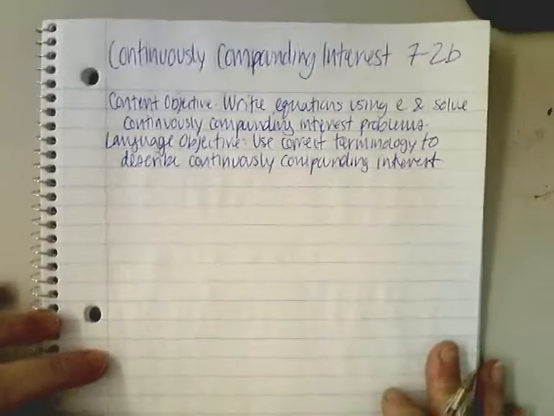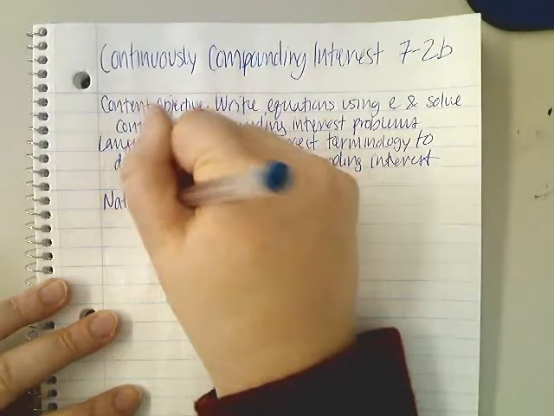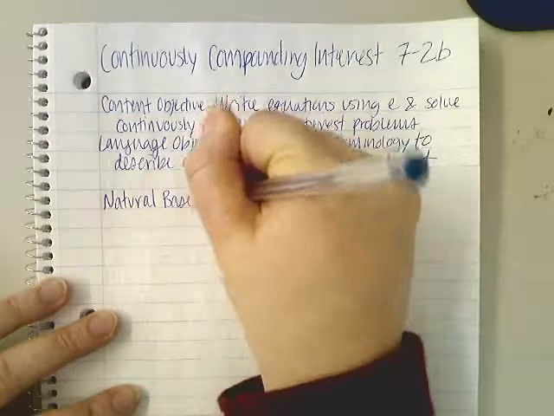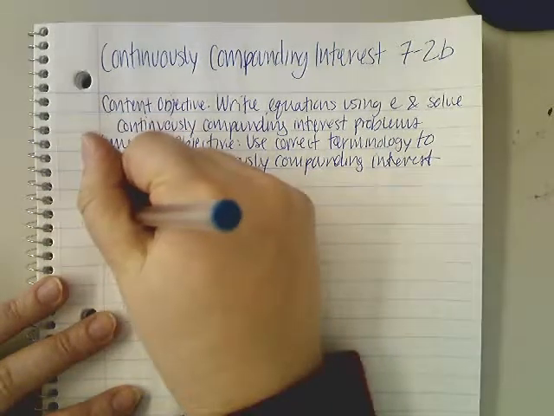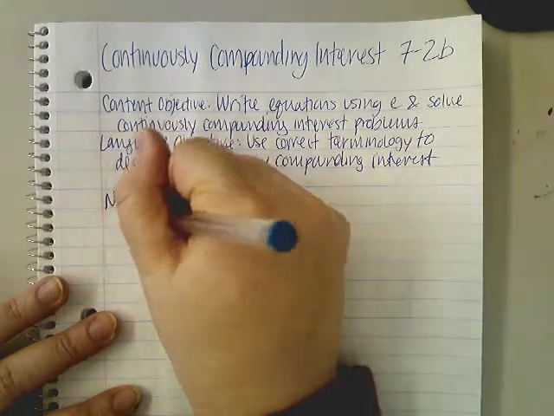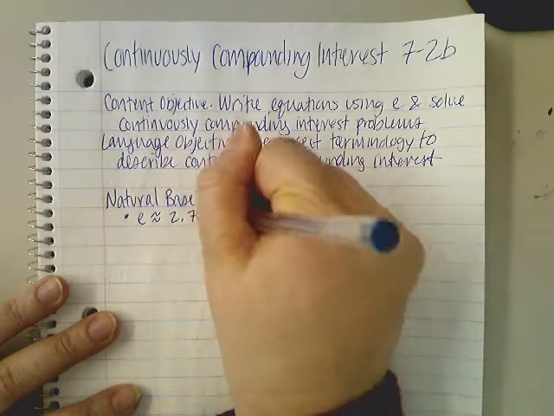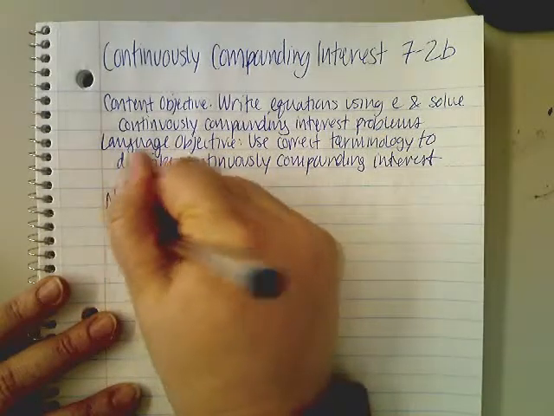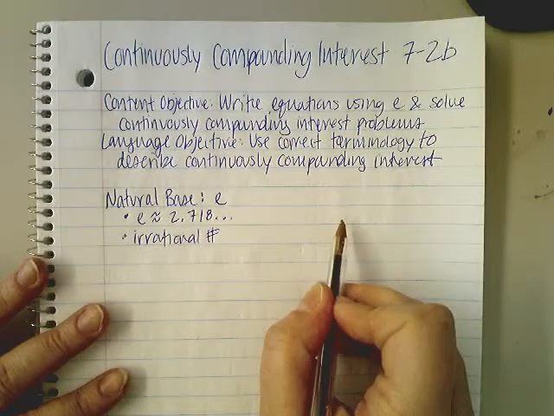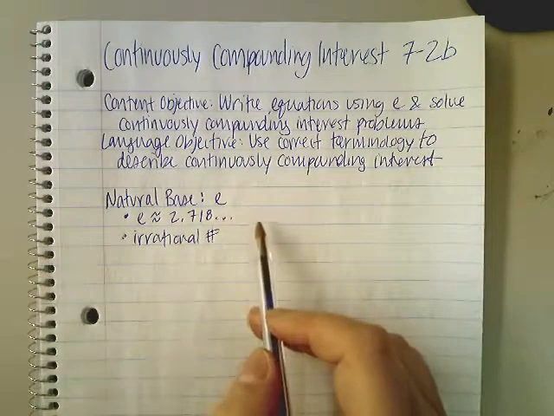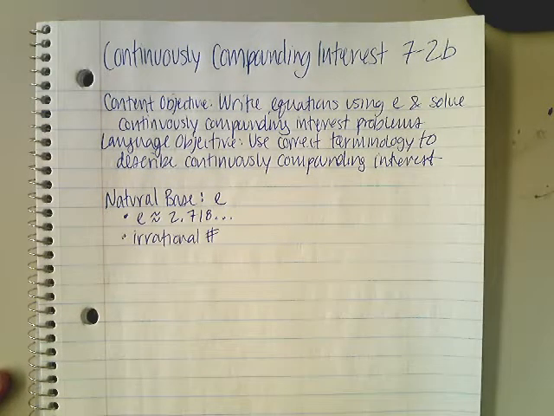So in order to understand continuously compounding interest, we need to start by talking about our natural base, which is represented by the letter E. E is pretty cool because it's kind of like pi in that it's an irrational number. E is approximately equal to 2.718, but it continues on since it is an irrational number. The decimal continues on forever. It's a never-ending, non-repeating decimal, meaning that its decimal does not have a specific pattern. It's just never-ending, continuing on indefinitely.